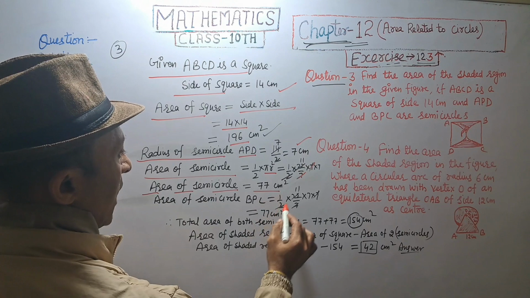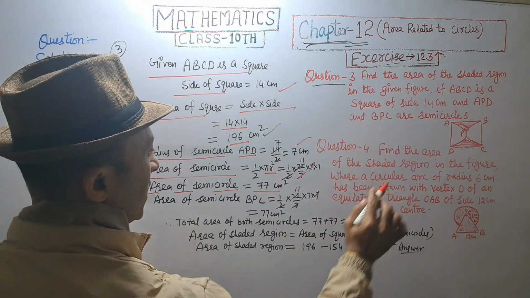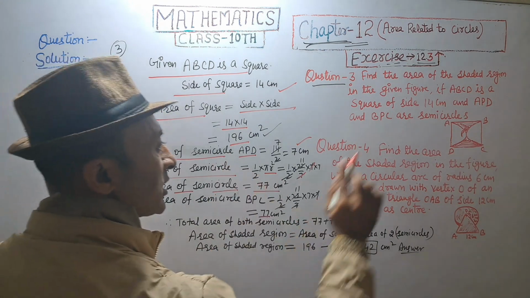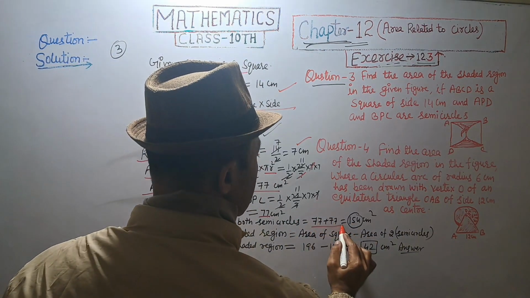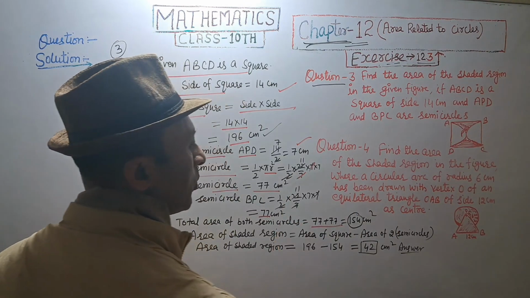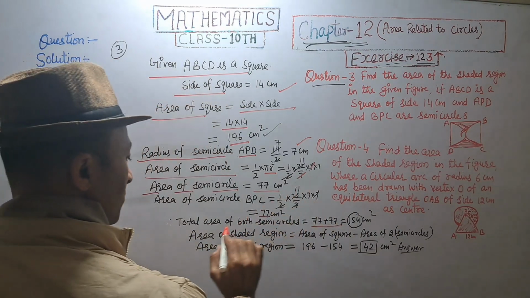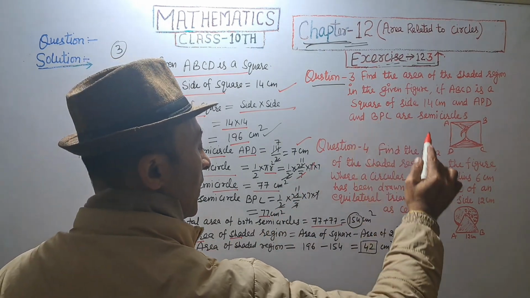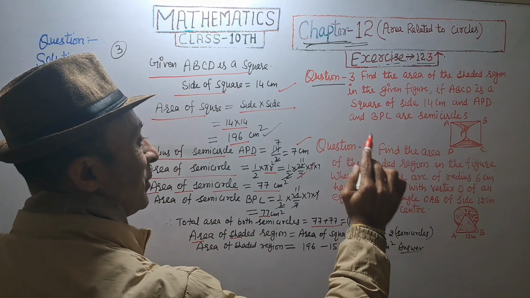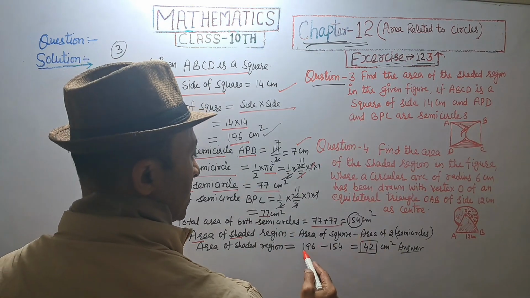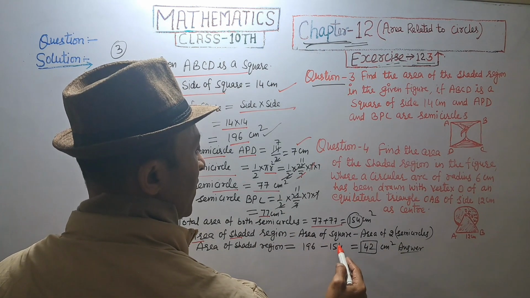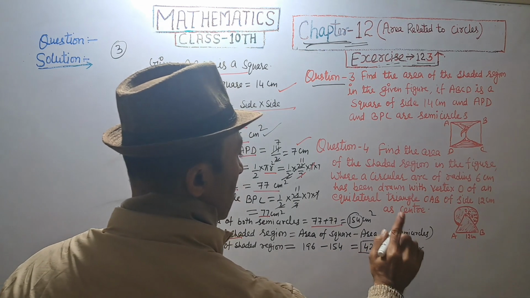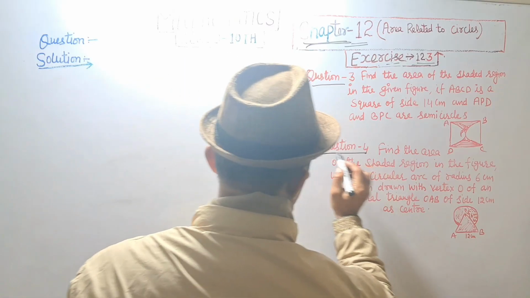that is half into 22 upon 7 into 7 into 7, that is 77 centimeter square, and total area of both semicircles is equal to 77 plus 77, that is equal to 154 centimeter square, and area of the shaded region is equal to area of square minus area of two semicircles, that is 196 minus 154, that is equal to 42 centimeter square. Answer. Question number 4.